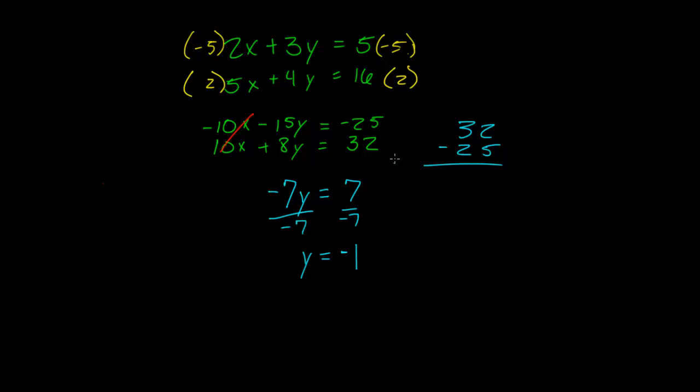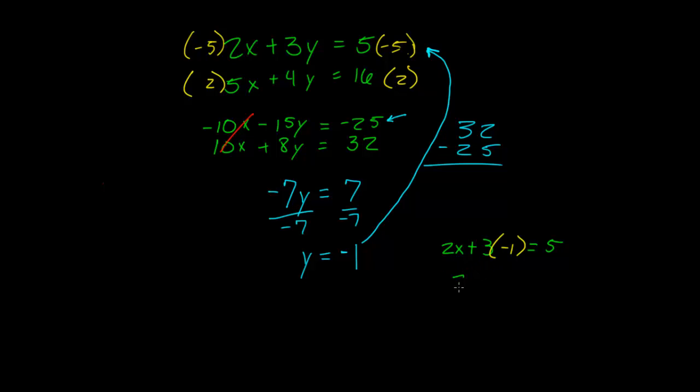Let's take that back up. We do not have to plug that in right here. We do not have to do that. We can take this now and we can take it up into either of these two. Whichever one is easier. Write this down over here. 2x plus 3y. Substitute in a negative 1. Equals 5.